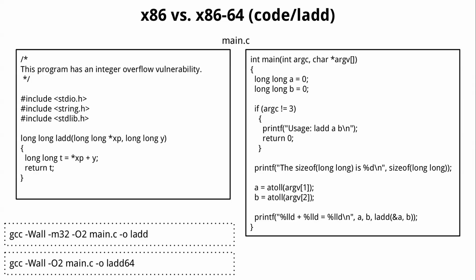We compare if there are 3 command line arguments. If not, we just print out the usage, then return. After that the program will just exit the main function. If there are 3 arguments, the first argument will be the name of the program. So you give 2 integers there. Then you print out how many bytes the size of long is for this architecture. Actually, no matter 32-bit or 64-bit, this should always print out 8 bytes.